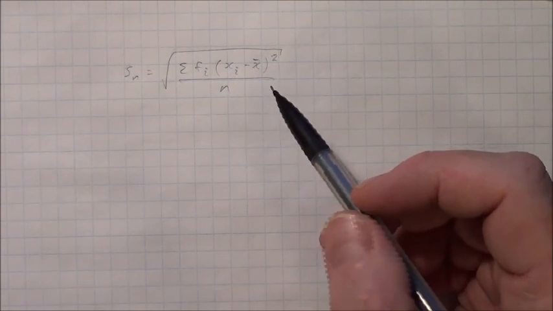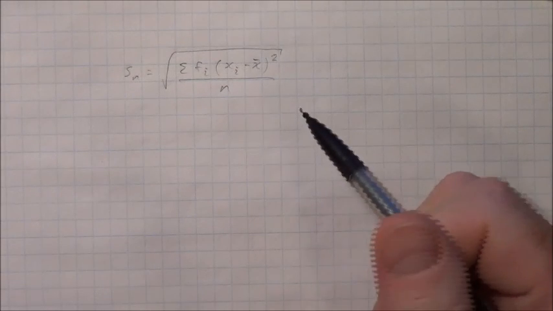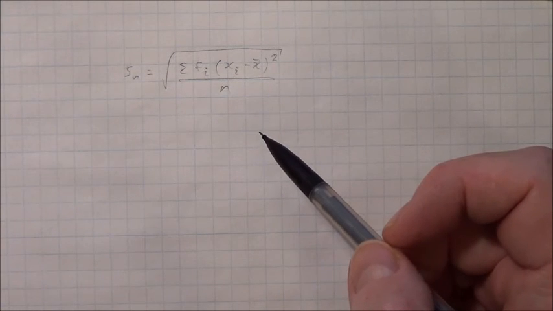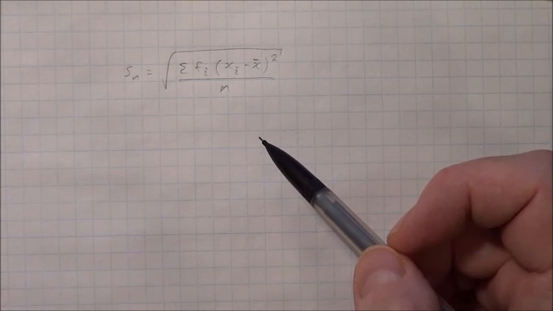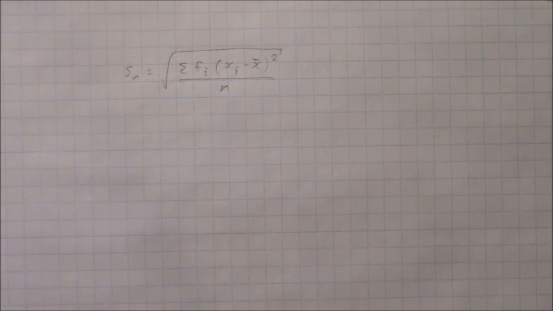Okay, and remember that when we are using grouped classes or group data in classes, we're going to be using the midpoint of the interval to represent the data in that interval. Okay, so that pretty much wraps up the idea of standard deviation for individual data values and group data.